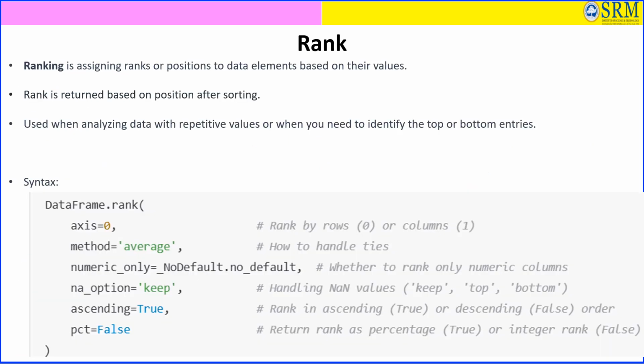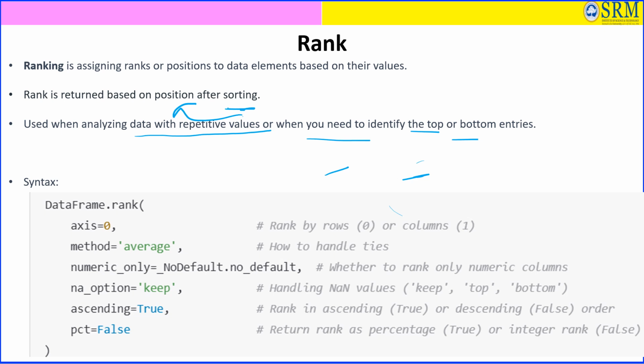And next one is rank of the matrix. Ranking is assigning positions to the data elements based on their values. Rank is returned based on position after sorting. So for rank, first thing is you have to sort. Sorting is important. Once it is sorted, then position is given. It is used when analyzing data with repetitive values or when you need to identify the top or bottom entries. For that, we have to use rank.